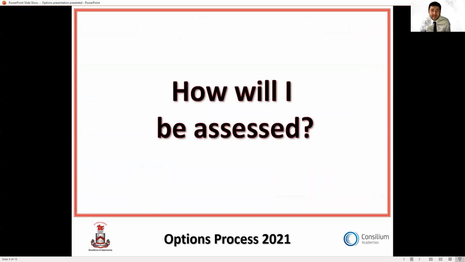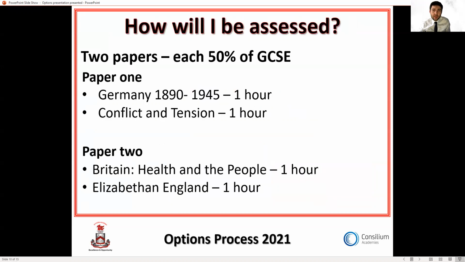So how will you be assessed in GCSE History? There are 2 papers, 50% each, and they are both 2 hours long. So in theory, that's 4 topics, 1 hour per topic. Paper 1 is Germany, that's 1 hour, then Conflict and Tension, and that's another hour. And then paper 2 is Britain, Health and the People, again 1 hour, and then Elizabethan England, another hour.